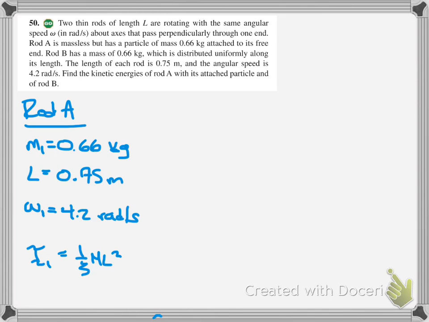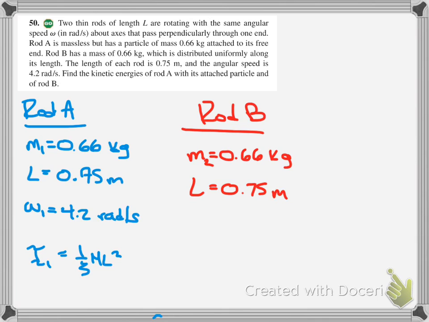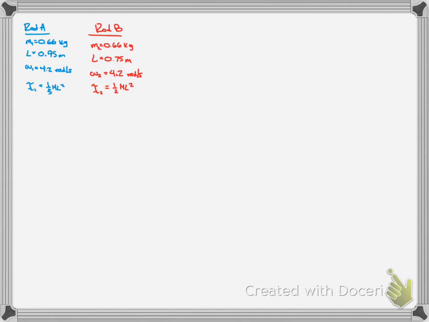And now for rod B, you know that the M is 0.66, the L is 0.75, and the omega is 4.2, just like rod A. But since the mass is distributed uniformly throughout, the equation sheet says that the inertia is 1/12 of ml squared. Okay, these are the values that you know.